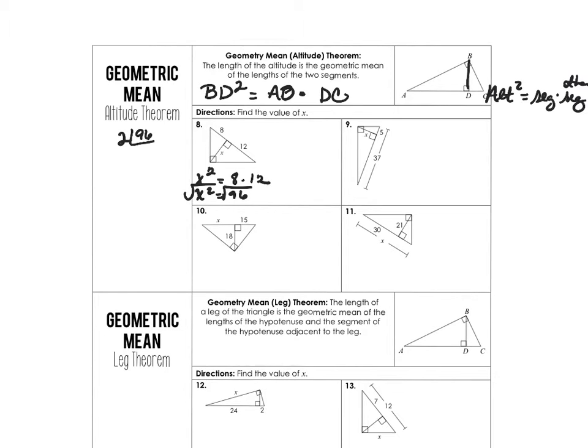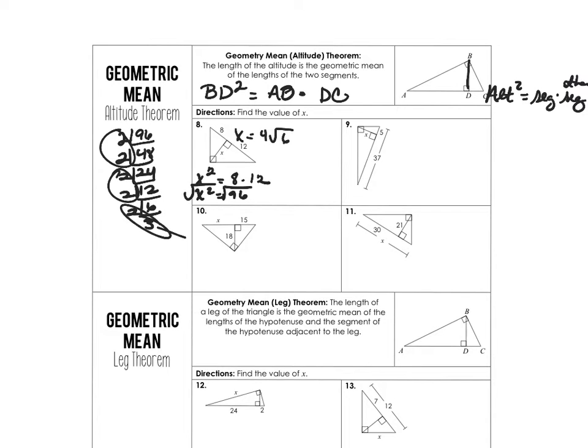96 divided by 2 is 48. 48 divided by 2 is 24. Divided by 2 is 12. Divided by 2 is 6. Divided by 2 is 3. So a set of twos; these guys stay home. 2 times 2 is 4, so it's 4 radical 6. So x is 4 radical 6. Okay? All right, let's look at the next one.